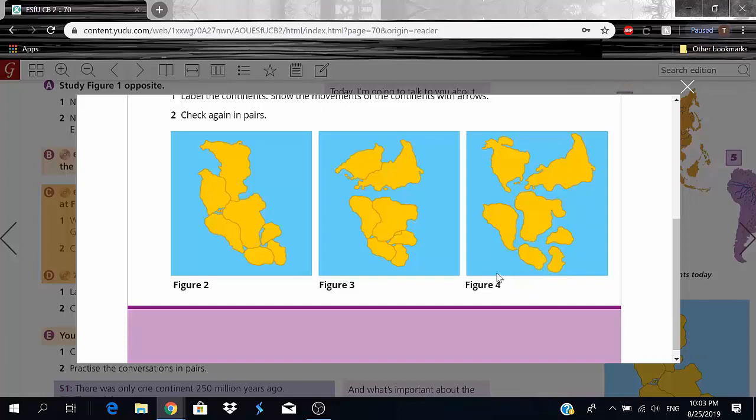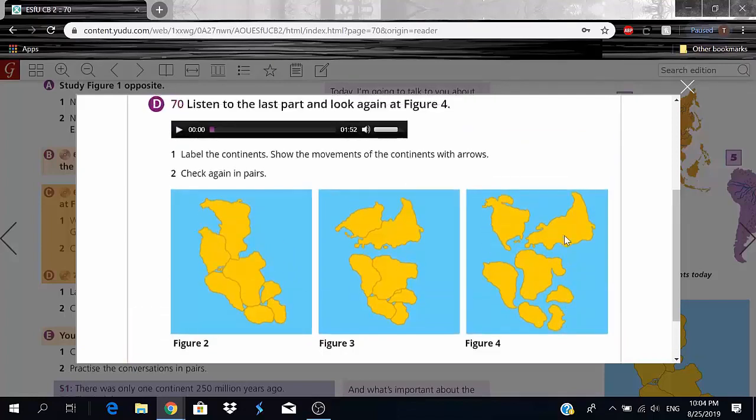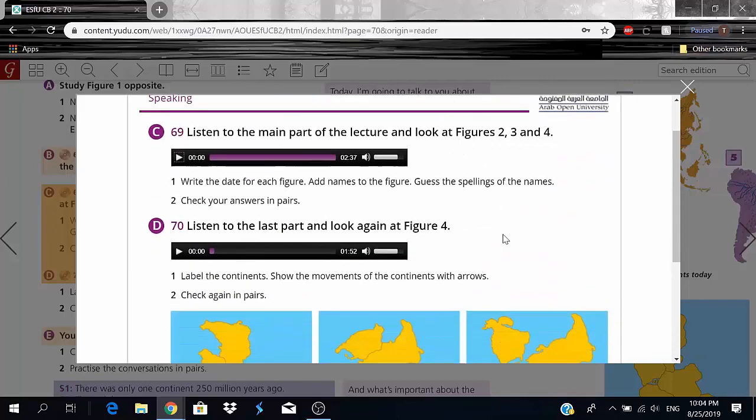Okay, so figure 4, 80 million years ago, we had North America up here. We had Asia and Europe connected as one continent. We had Africa. We had South America, not connected to North America. We had Antarctica, Australia, and India, right? So these were the figures, their dates, and names. Okay, what else do we have?